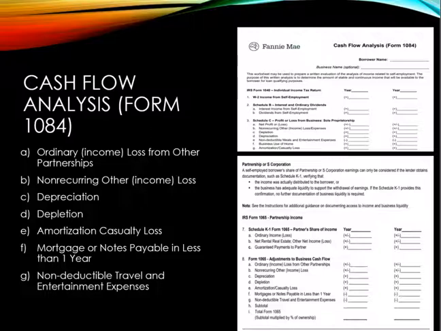Now, if you look at number 8, there's A through I, and A is ordinary income, loss from other partnerships. B is non-recurring other income loss. C and D is your depreciation and depletion. Amortization casualty loss is E. F is mortgage or notes payable in less than 1 year. And G is non-deductible travel and entertainment expenses.